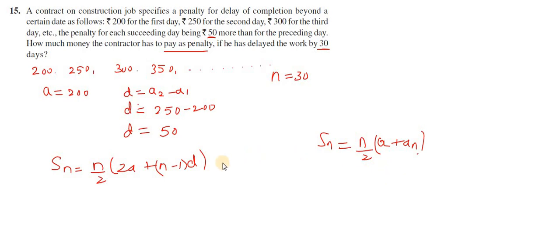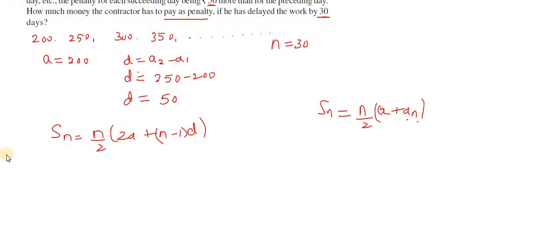Why? Because here we don't know what an is. We know a and we know n, but we don't know an. So we would need to find an first. So instead of finding an, you can directly use this formula. Instead of finding an and then using the other formula, you can directly go for this formula only.